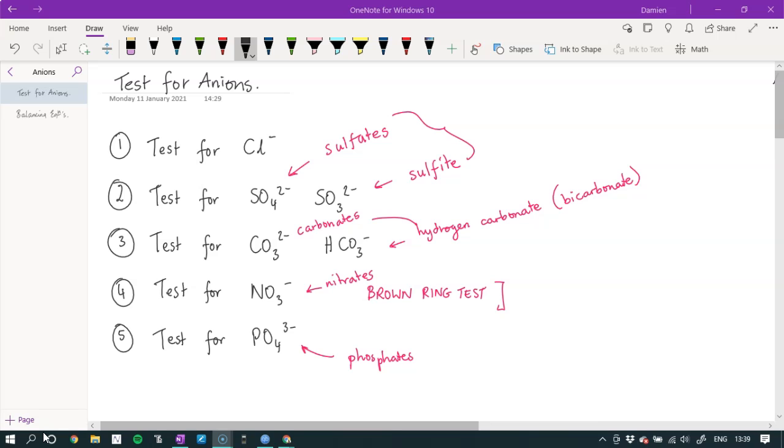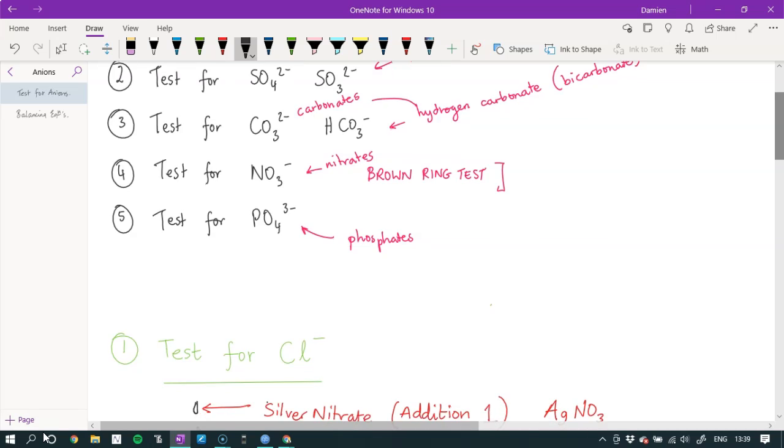Then you've got the test for the sulfates and the sulfites, followed by the test for the carbonates and the hydrogen carbonates. Then the test for nitrates, and finally the test for phosphates at the end. We're going to go through them one at a time. So let's start with the test for chloride ions.